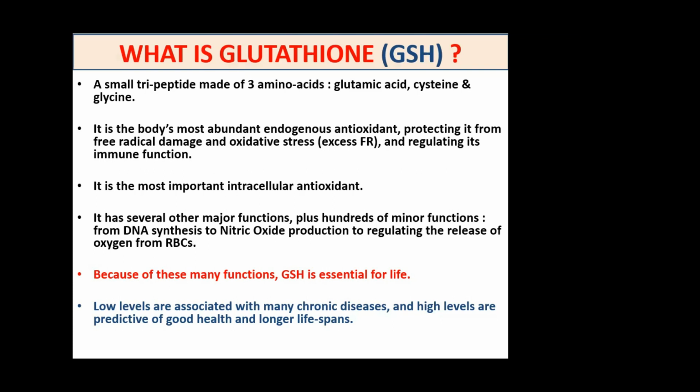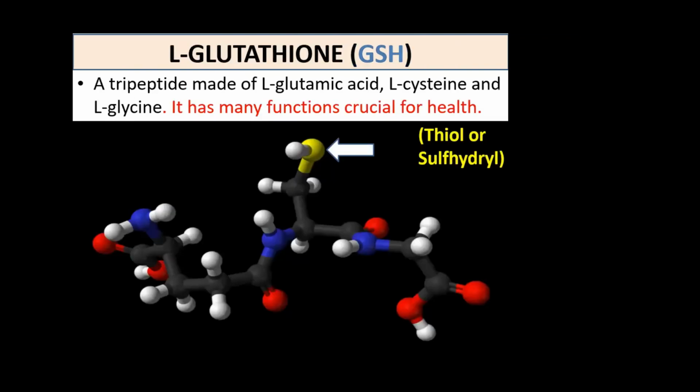And glutathione also regulates immune function. It is the most important intracellular antioxidant. That means inside the cells, glutathione is the most important antioxidant. It has several other major functions, plus hundreds of minor functions, from DNA synthesis to nitric oxide production to regulating the release of oxygen from red blood cells. Because of these many functions, glutathione is essential for life. Low levels are associated with many chronic diseases, and high levels are predictive of good health and longer lifespan.